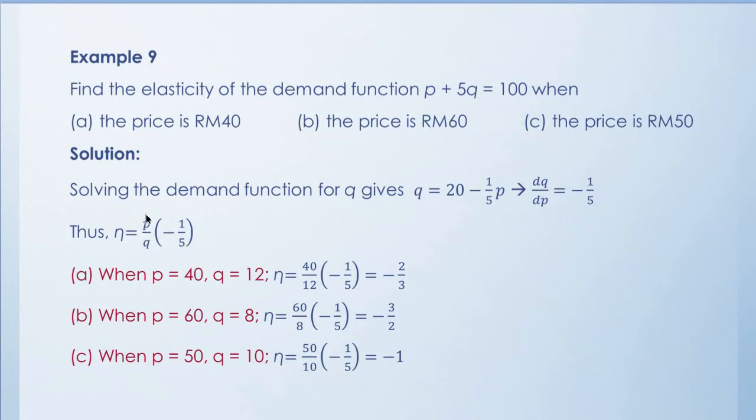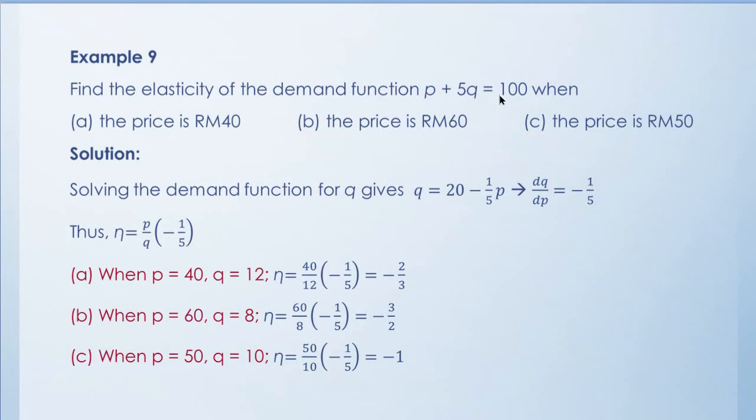Therefore, the formula will be price divided by quantity multiplied by negative 1 over 5. If the price is equal to 40, we substitute price equal to 40, 40 plus 5Q equal to 100. So 5Q equal to 100 minus 40, then Q equal to 12. So we will get quantity equal to 12. Then substitute price equal to 40, quantity equal to 12, then multiply with negative 1 over 5, we will get negative 2 over 3.